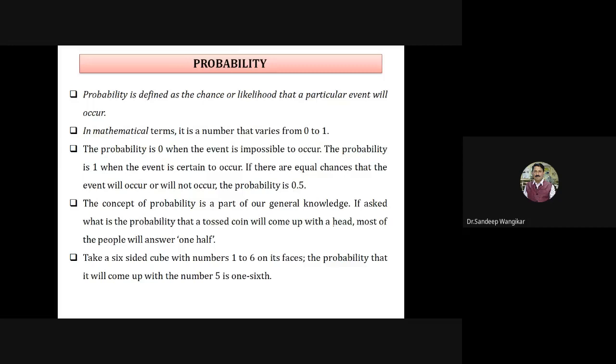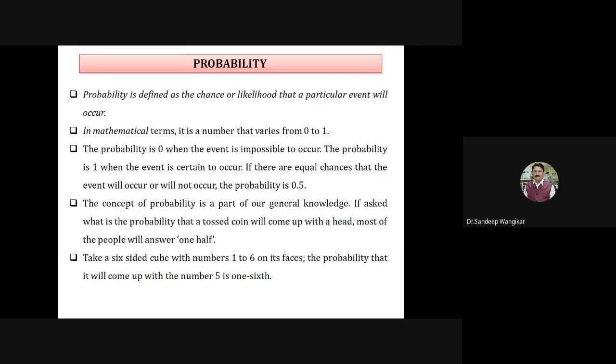So let us start. The very first concept is probability. Probability is defined as the chance or likelihood that a particular event will occur, it will happen. So what is the percentage of chance? Definitely it will happen, 100% it will happen, or there are very few chances, no chances that it will happen. This is nothing but probability. In mathematical terms, the probability number varies from 0 to 1.